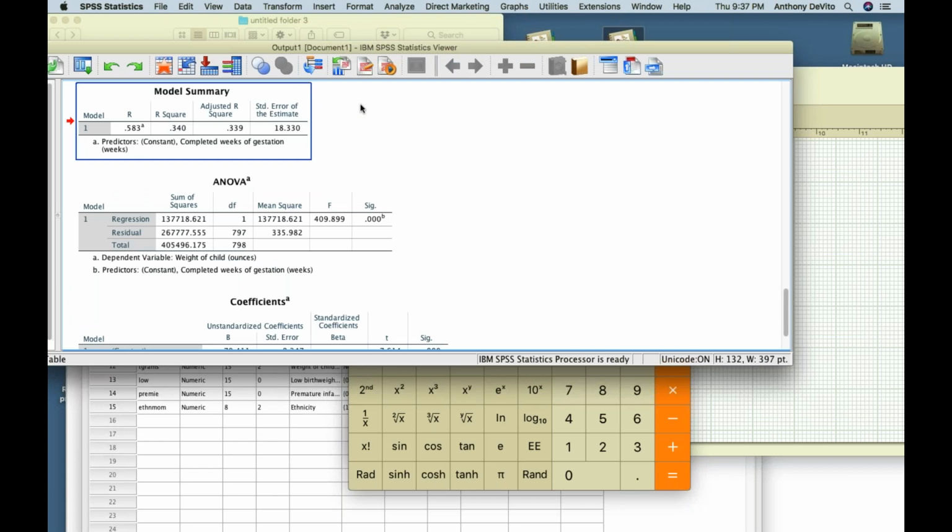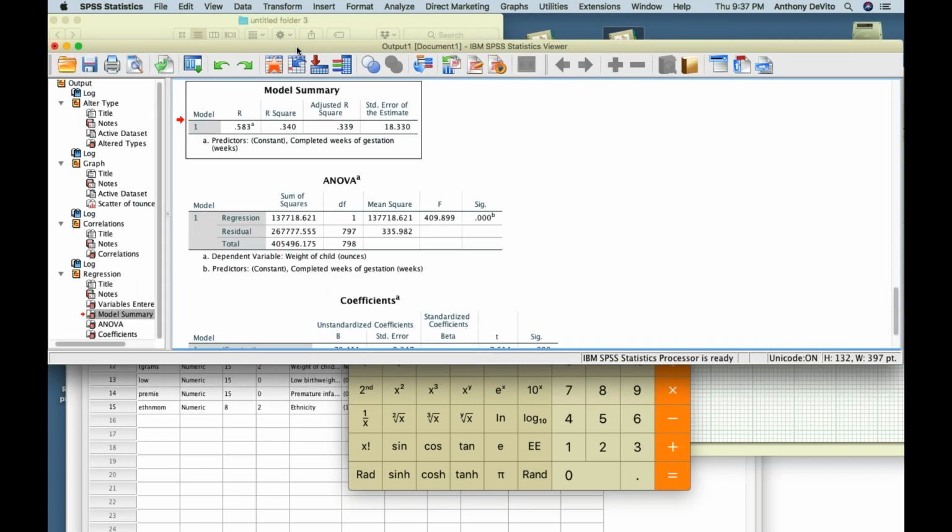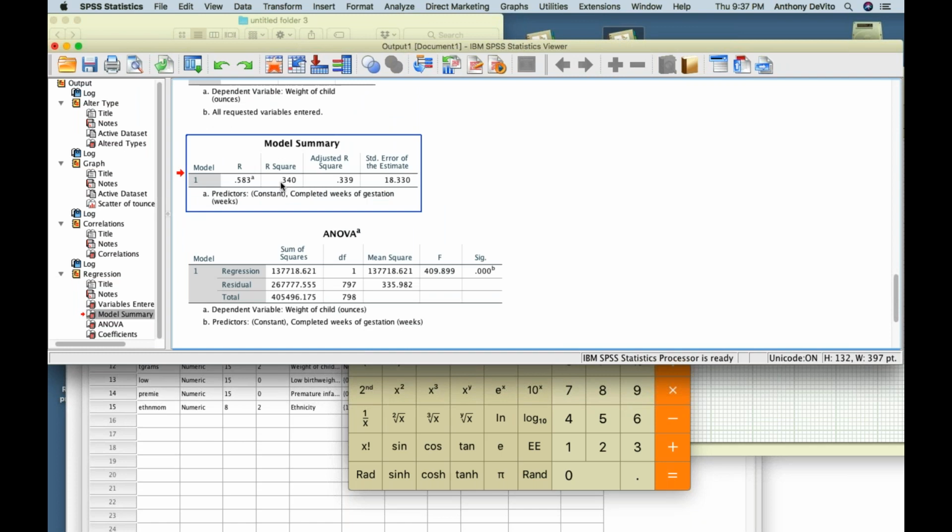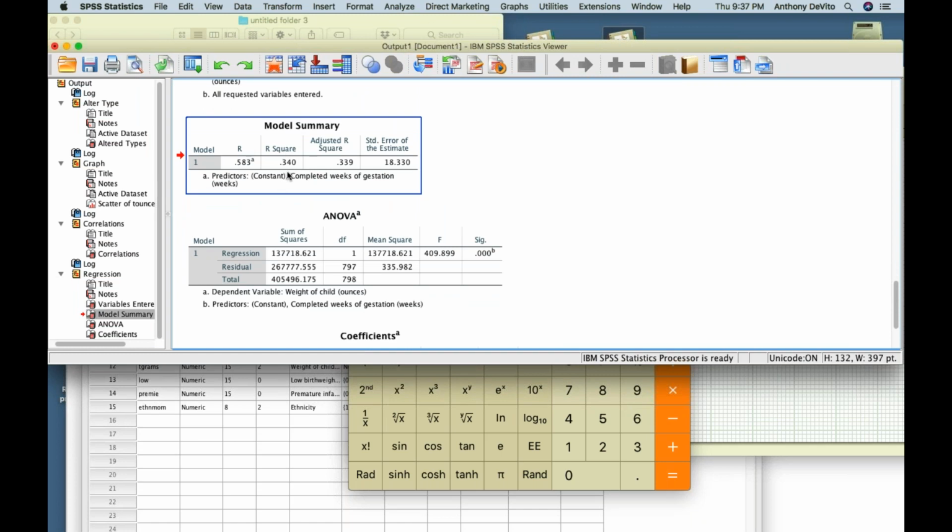Let's go back to our table over here. Remember we had that value r squared? Well, the reason why that's important to us is, as it turns out, this value r squared represents the amount of variability in the weight of the infant in our result that's determined by our independent variable, by our weeks of gestation. So 34% of the variability in the weight of an infant is due to the number of weeks of gestation.